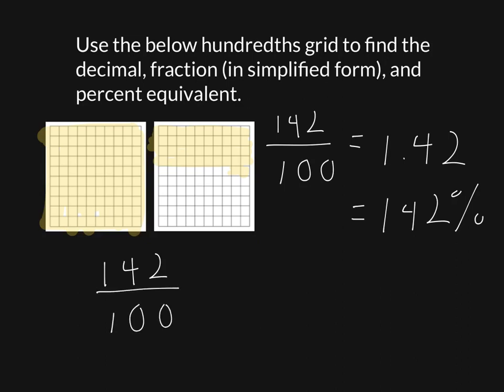142 over 100, I can definitely divide the top and the bottom by 2. So that is 71 over 50. If you don't want that as an improper fraction, that is 1 and 21 50ths.